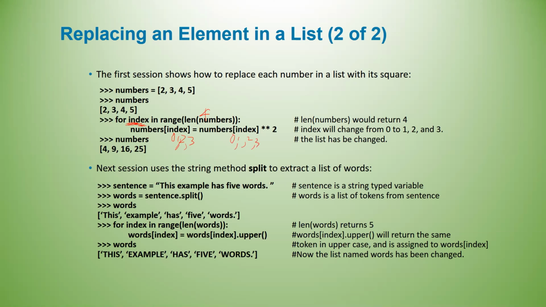It changes also. So numbers index, the first time it's this position, equals numbers index 2. That's the value. This expression gives you that value, raised to the power of 2. That gives you a 4, right? When you print it out, you can see that gives you a 4.